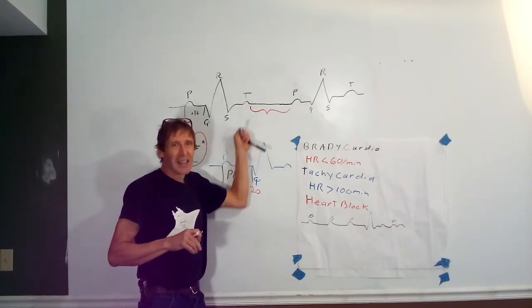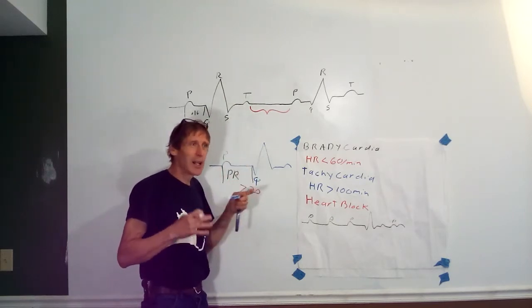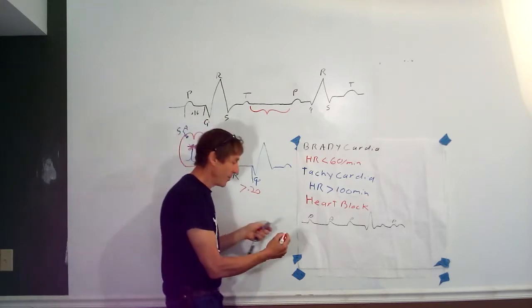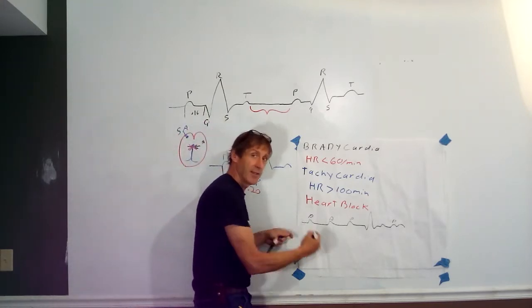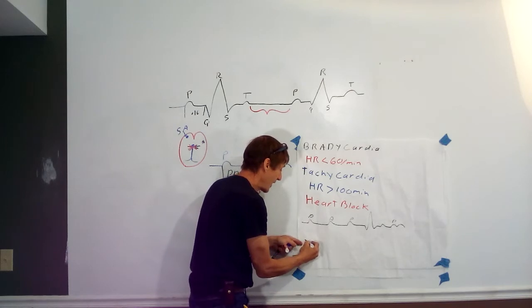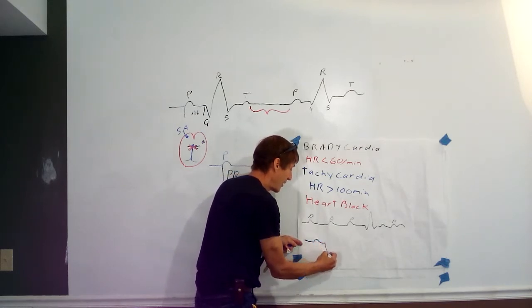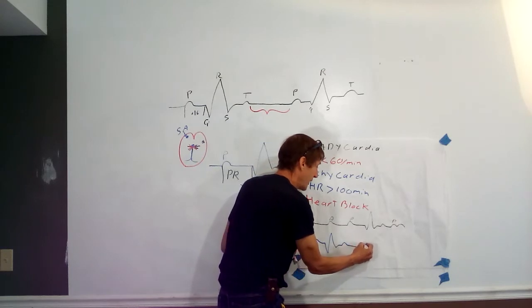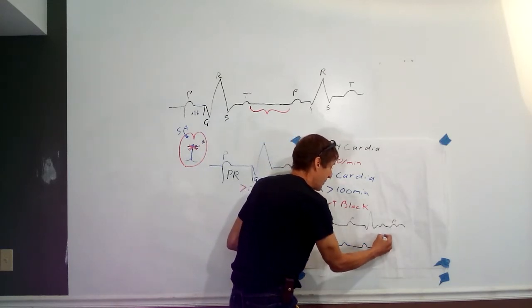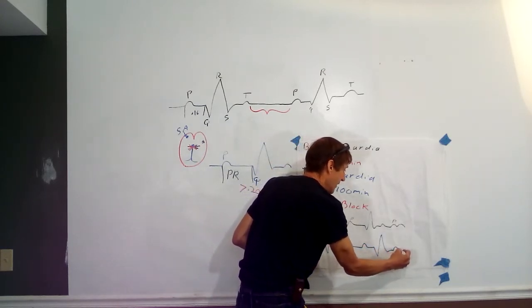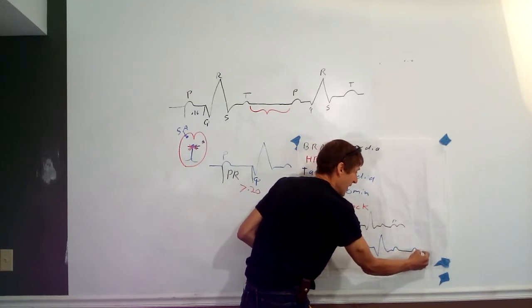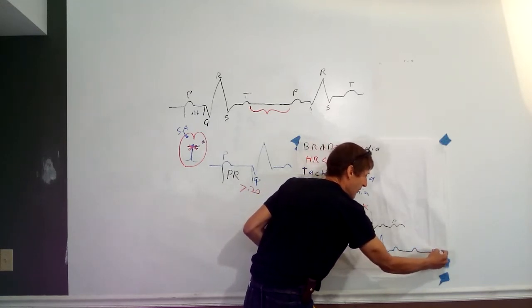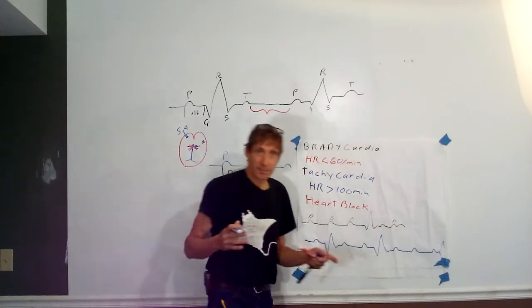Second degree heart block, as you might guess, is kind of between these two. What happens in second degree heart block? You may get, I'll scribble it on here, a P wave, a QRS complex, and a T wave, a P wave, QRS complex, and a T wave. Then you might get a P wave, then nothing. Then a P wave, QRS complex, and so on.